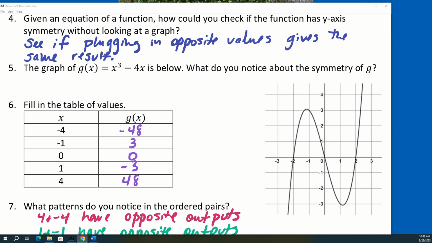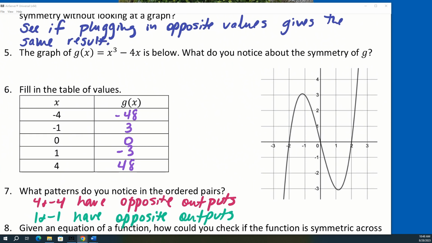How did you describe the symmetry on number 5? Did anybody? It's actually not x-axis symmetry. So x-axis symmetry would be like if you folded it on the x-axis, it would fold on top of itself. And that doesn't necessarily happen. You would get something like that. It's kind of x and y-ish. This is actually called origin symmetry.